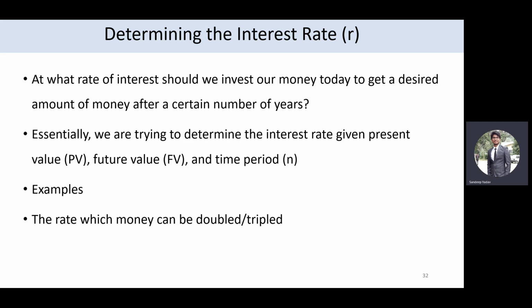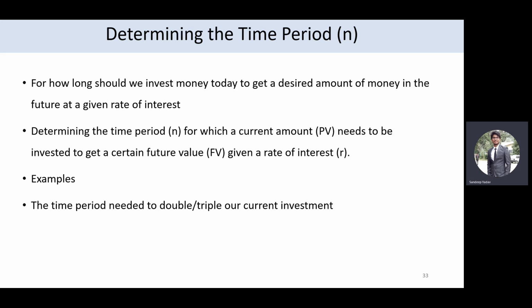The rate at which money can be doubled or tripled. An investment company wants to invest some money and calculate how much time it will take to double or triple its money. Let's see for how long we have to invest money today to get a desired amount of money at a given rate of interest. So now we have to calculate the rate of interest. Now we have to calculate the time period, in how much time it will get doubled.